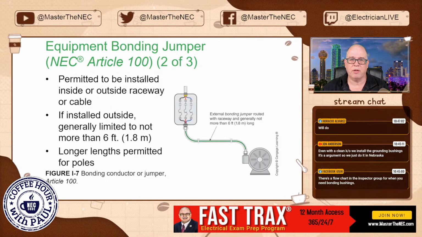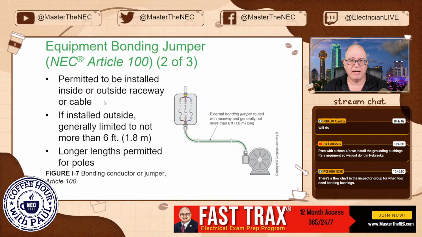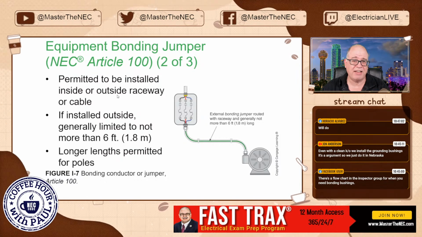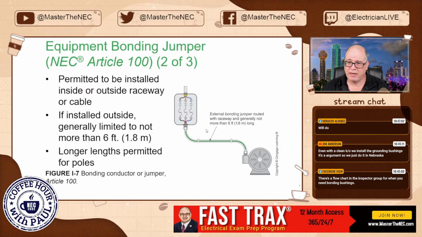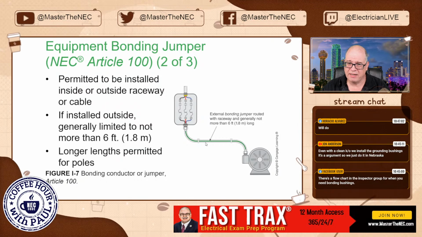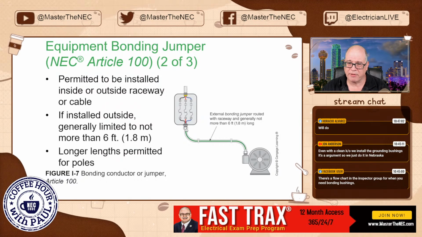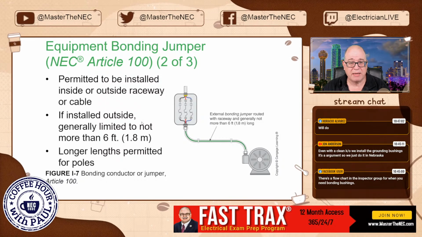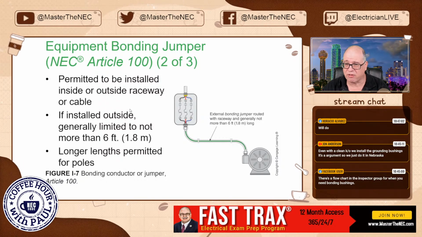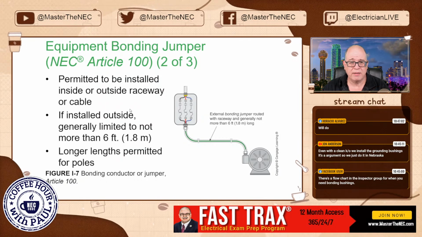So here's an example of an equipment bonding jumper. Right here, permitted to be installed inside or outside of the raceway. So here's a motor. It's coming down. And here, it's allowed to be outside. And this right here, if we're bonding, for example, this right here, this is going to be limited to not more than 6 feet. It can be inside or outside of the actual raceway, okay?